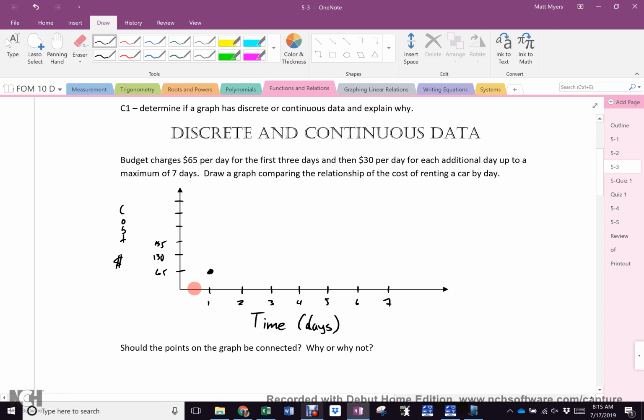You put a dot there. Excellent. Nice work. It was pretty complicated, so I'm glad you were able to step up to the plate. So what am I going to do at half a day to show that it costs 65 bucks? I'm going to put a dot there. What am I going to do at 3/4 of a day? I'm going to put a dot there.